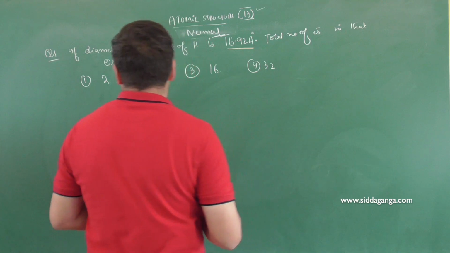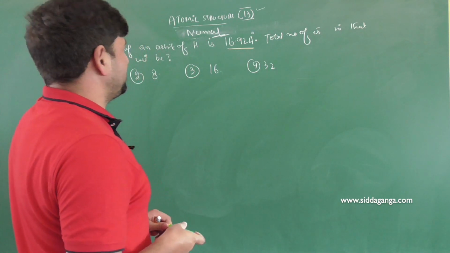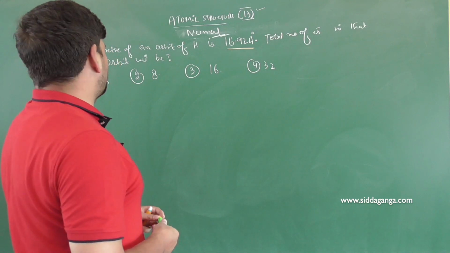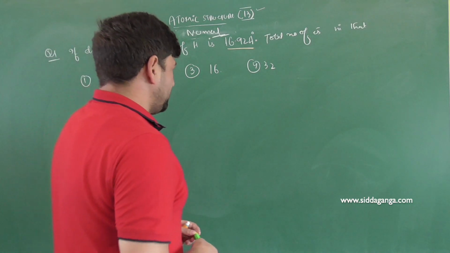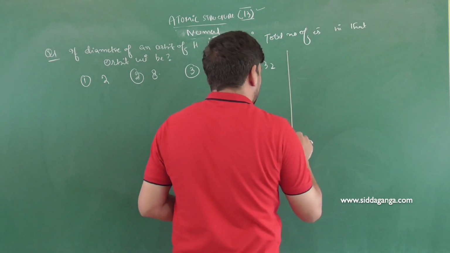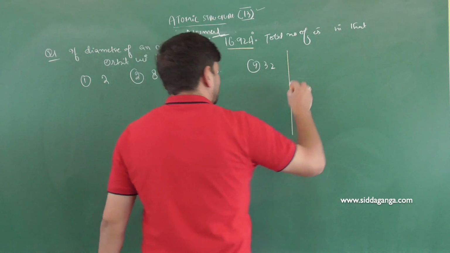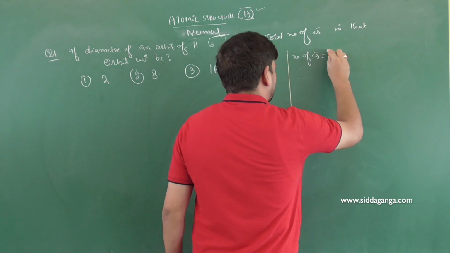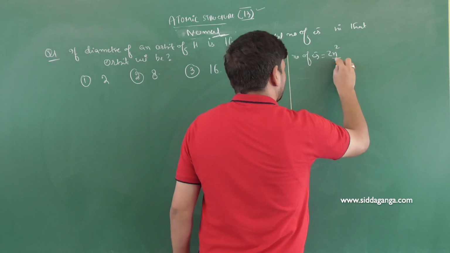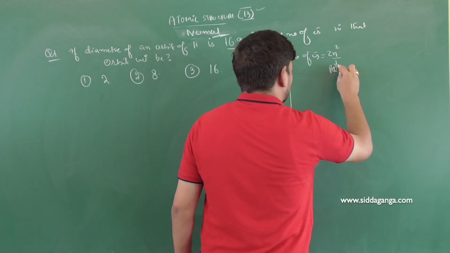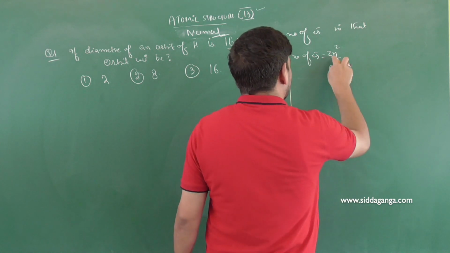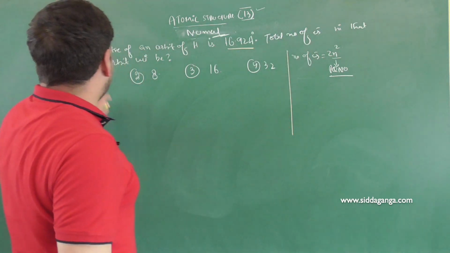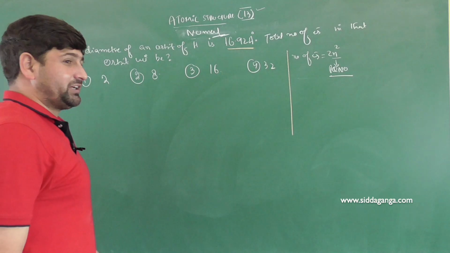So we have diameter of an orbit of hydrogen equals 16.92 angstroms. What is the total number of electrons in that orbit? We know, children, to find the number of electrons in an orbit, it's always equal to 2n square, where n is the principal quantum number. So technically we have to find the n value, but according to the question, nowhere is n given. However, we have been given the diameter of an atom.